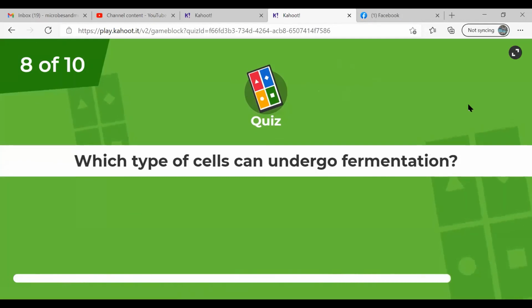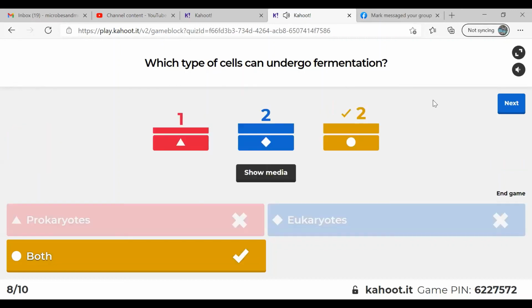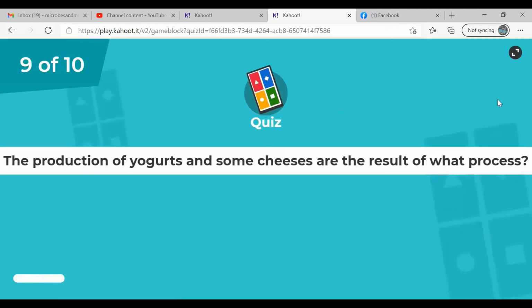Question 8. Which types of cells can undergo fermentation? So the correct answer is both. Remember, we had lactic acid fermentation and we had ethanol fermentation, and those are found in different cell types. So both is the correct answer. All right, 1 or 2 more questions. Let's see how the score plays out.